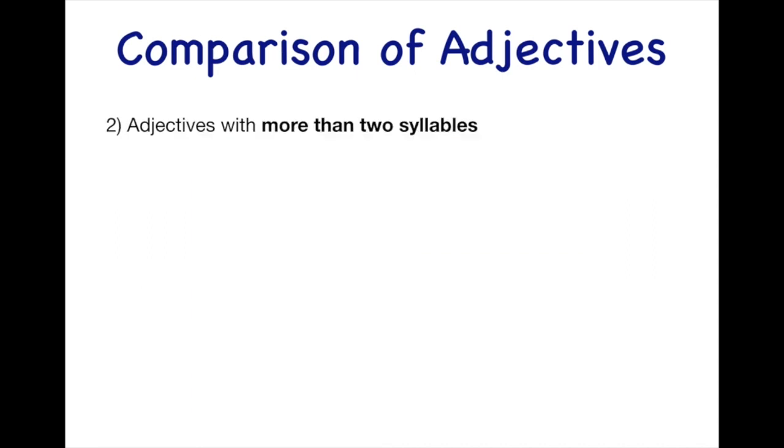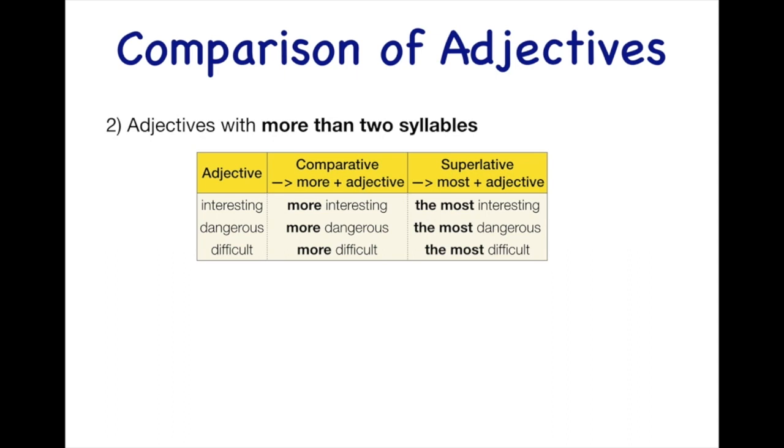In the case where we have an adjective with more than 2 syllables, also bei einem Eigenschaftswort mit mehr als 2 Silben, we don't use an ER at the end, but we just add the word more in the comparative and most in the superlative. Also zum Beispiel beim Wort interesting.